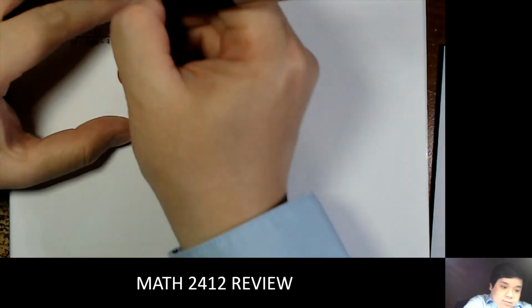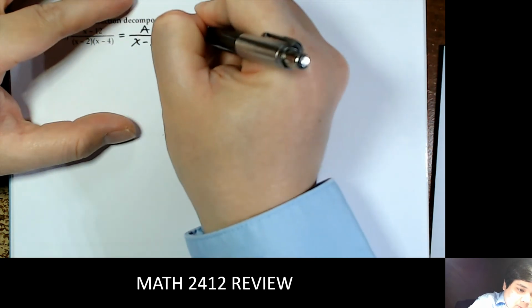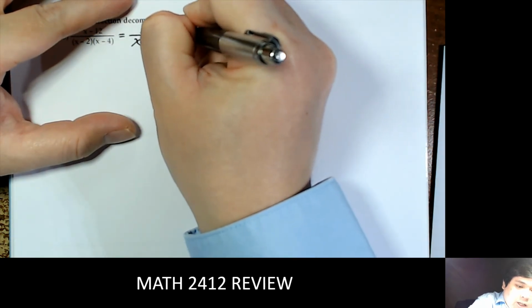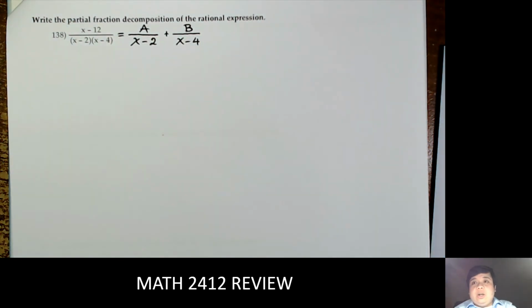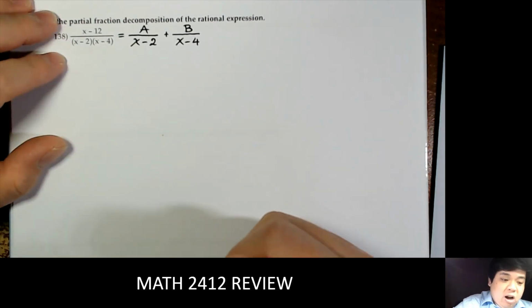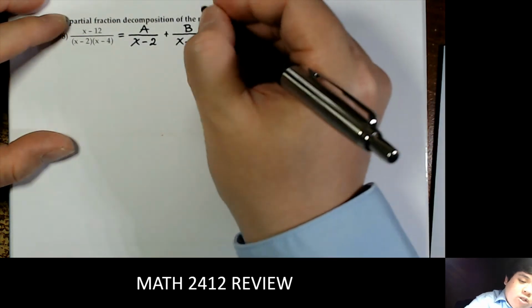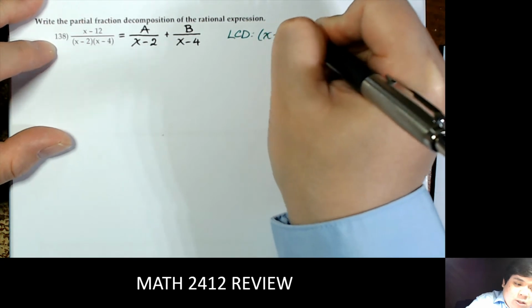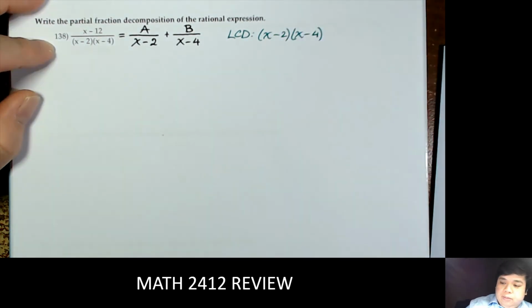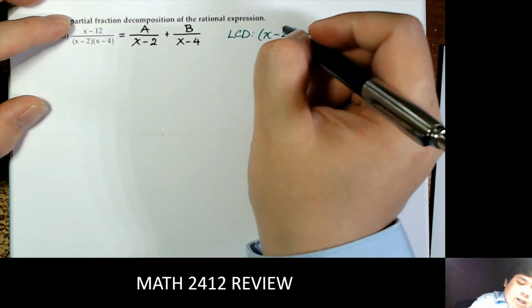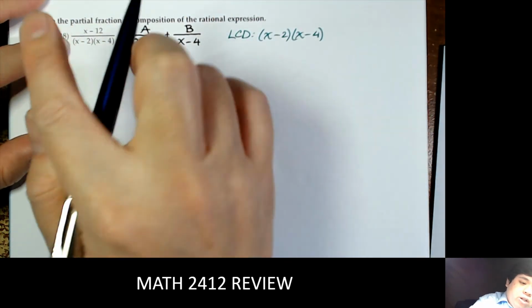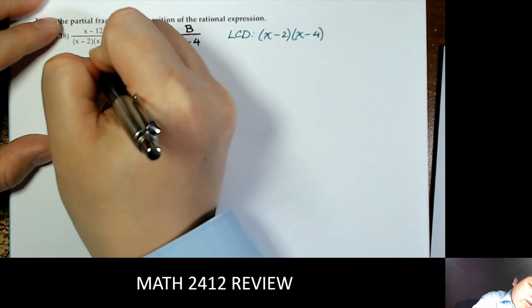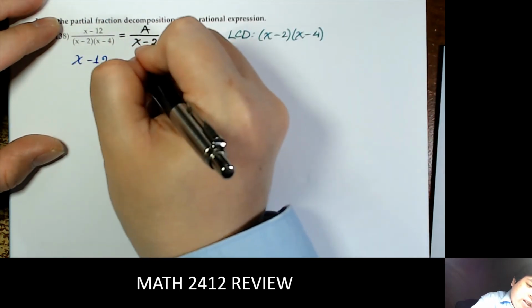And on top, the degree on top is always less than the degree on the bottom. Since the bottom is x, power of 1, the top has no power, meaning a constant. Multiply both sides by the least common denominator, x minus 2 times x minus 4. So that cancels with this, and the left hand side is x minus 12 equal to A.